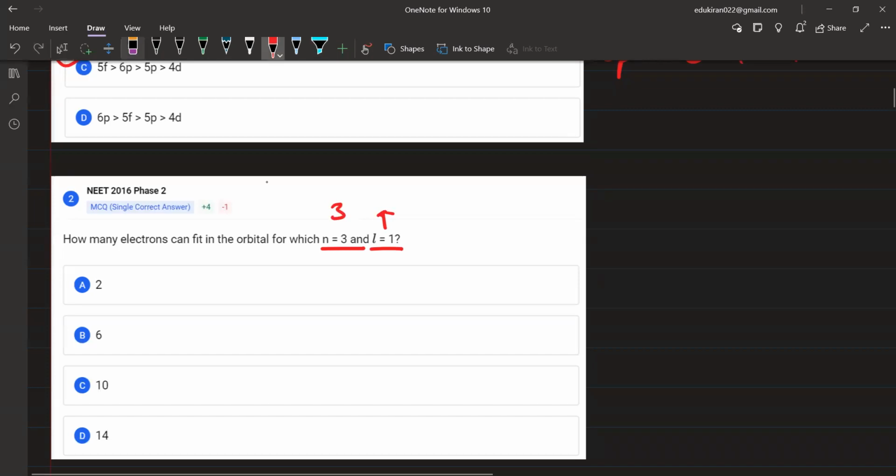Just convert it to... okay. 3 means 3. l is equal to 1. What's the meaning of l is equal to 1? Which subshell is this? Farhat, which subshell is this?